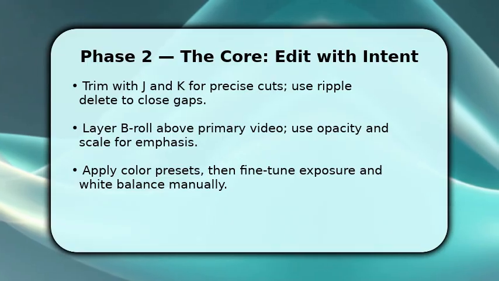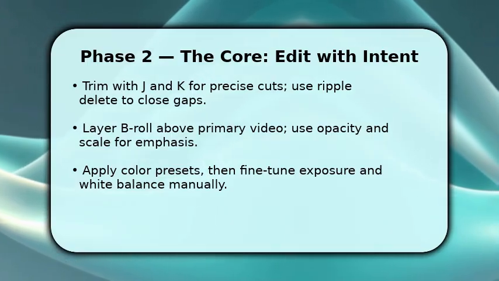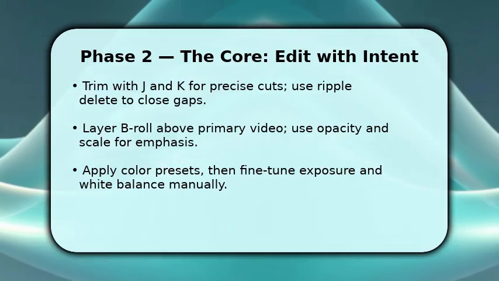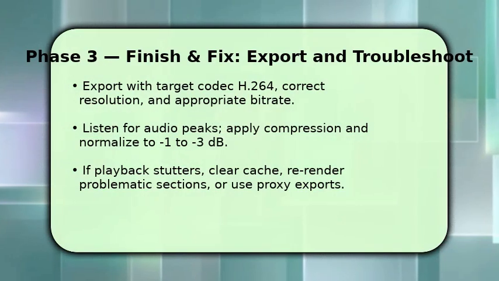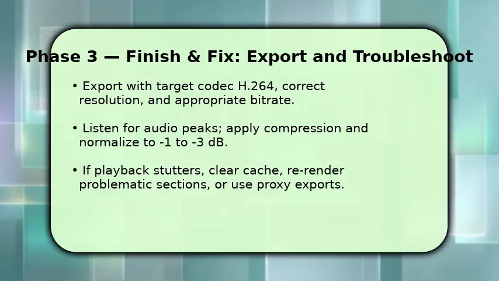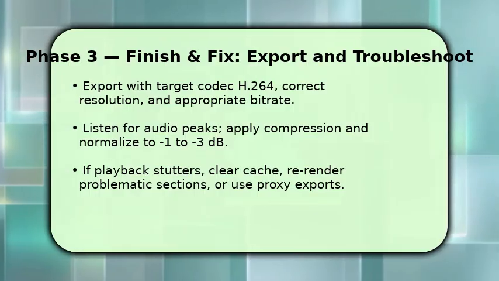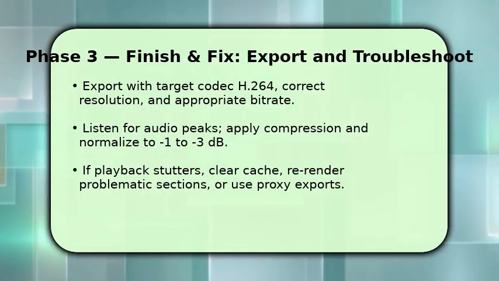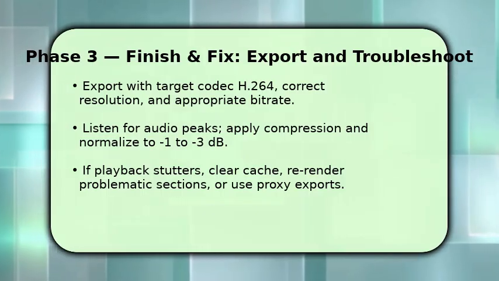For color, apply a base LUT or preset, and then adjust exposure and white balance by eye so skin tones look natural. You finish by polishing audio and export settings so your file plays cleanly everywhere. First, balance levels. Compress gently, EQ any muddiness, and normalize to around -1 to -3 decibels so platforms don't auto-limit.